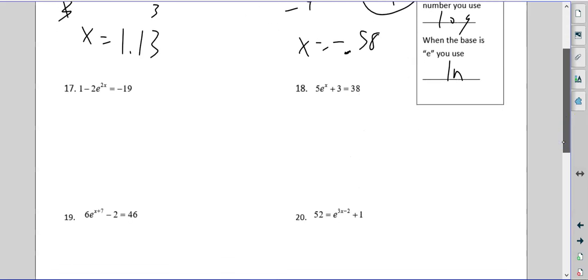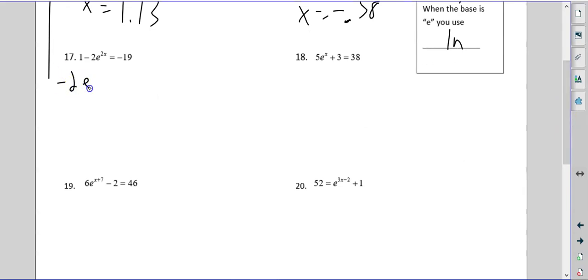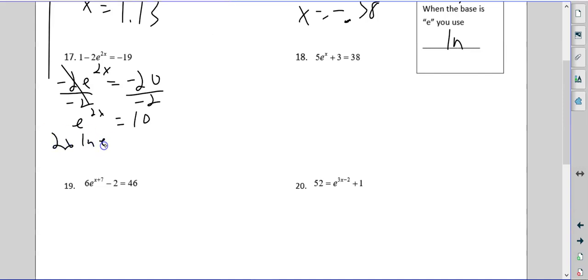All right, 17, we got to get rid of that 1 first. So we're going to subtract 1. So that gives me negative 2e to the 2x equals, we're going to subtract 1, so that's negative 20. Now we can't do anything until we get rid of this negative 2. Remember, it's got to be by itself. So that gives me e to the 2x equals 10. And now we just do the same thing. The 2x comes out in front, ln e, gone, ln 10, divide by 2, x equals ln 10 divided by 2, 1.15.